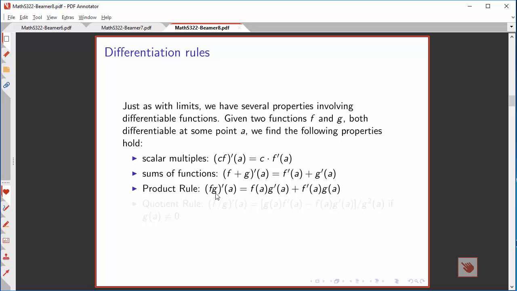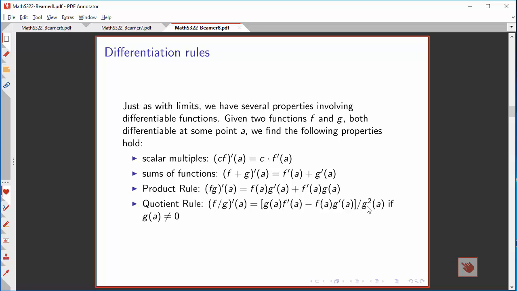Take the product of two functions. The derivative of the product, fg, is f times g prime plus f prime times g. This one's getting a little bit interesting to prove. And finally, the quotient rule. The derivative of the quotient, f over g, is g times f prime minus f times g prime in the numerator divided by g squared in the denominator.